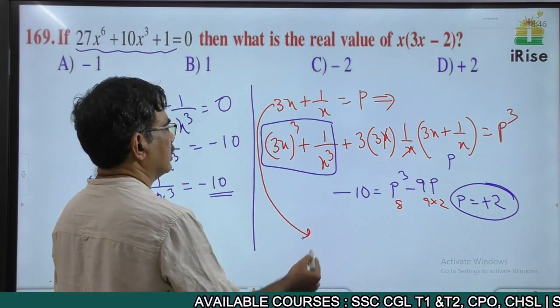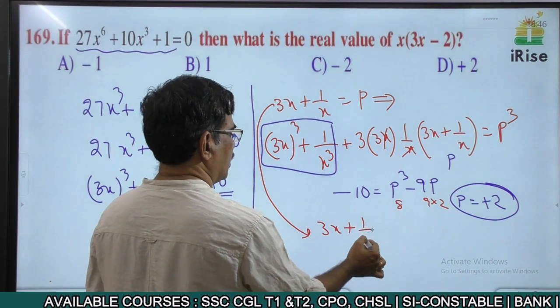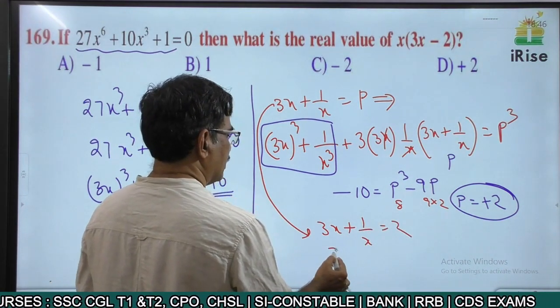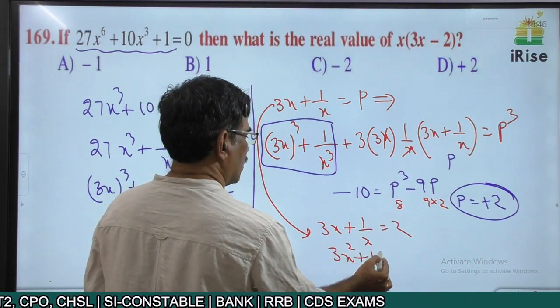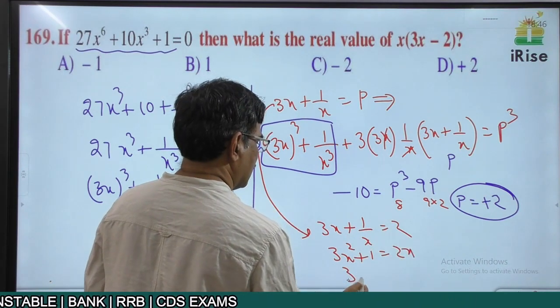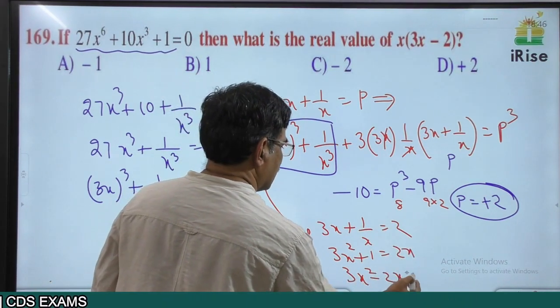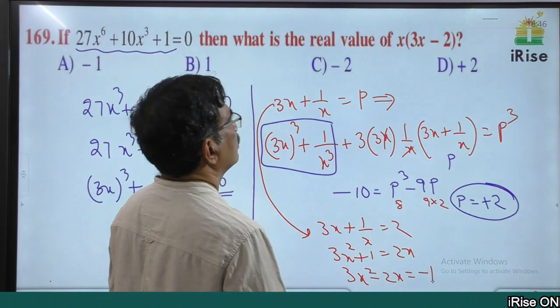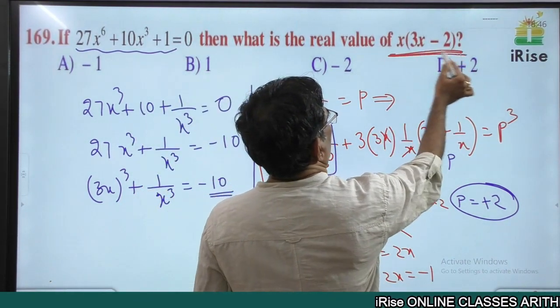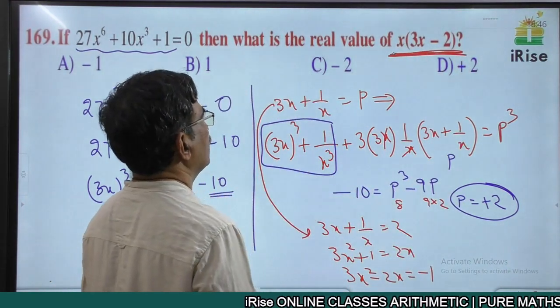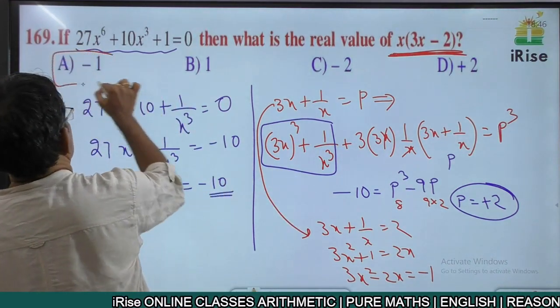Therefore this can be written as 3x plus 1 by x is equal to 2. 3x square plus 1 is equal to 2x. 3x square minus 2x is equal to minus 1. The question is 3x square minus 2x, which is equal to minus 1. So the answer is minus 1.